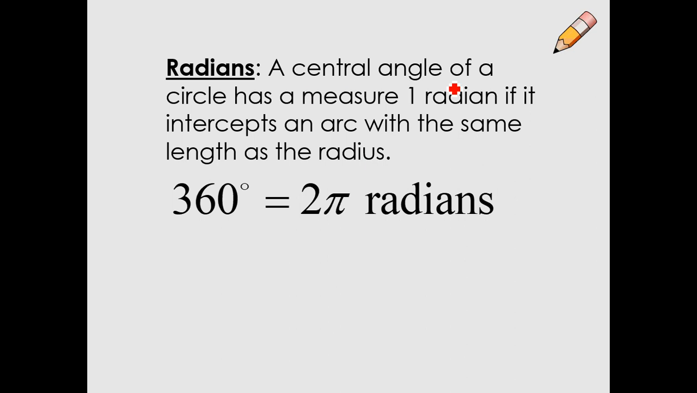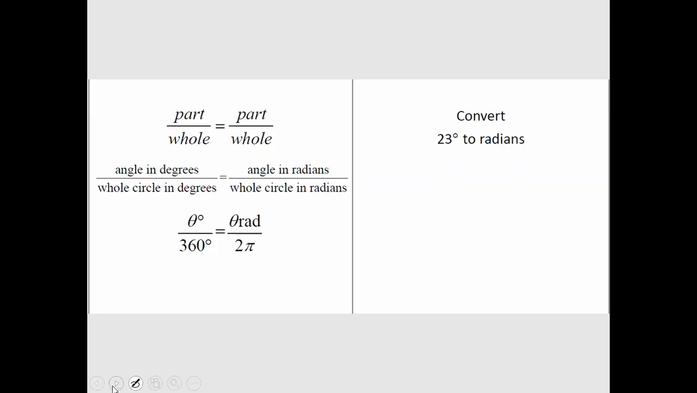But a central angle of a circle having 1 radian intersects an arc with the same length as the radius. So then that brings us to the part where we might have to convert degrees to radians because that's a totally different system used to measure angles. And the best way to do that is just using proportions, ratios. So knowing that our part to whole will always equal part to whole when we have a proportion.